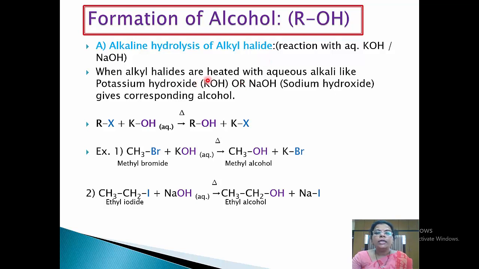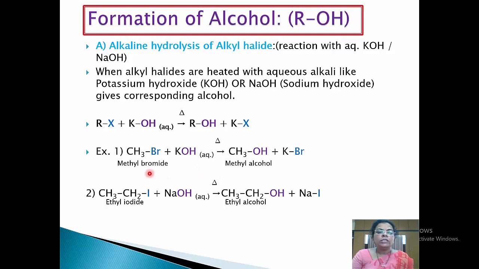When alkyl halides are heated with aqueous alkali like potassium hydroxide or sodium hydroxide, they give the corresponding alcohol. The reaction is RX, that is alkyl halide, plus KOH, that is potassium hydroxide, in aqueous medium. When this is boiled or heated, it is converted into ROH, that is alcohol, and potassium halide, that is KX. For example, when methyl bromide is boiled with aqueous potassium hydroxide, it gives methyl alcohol plus potassium bromide.